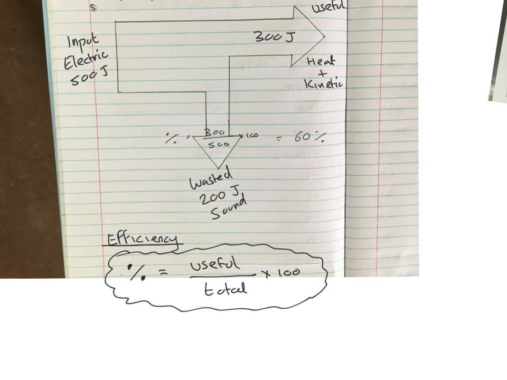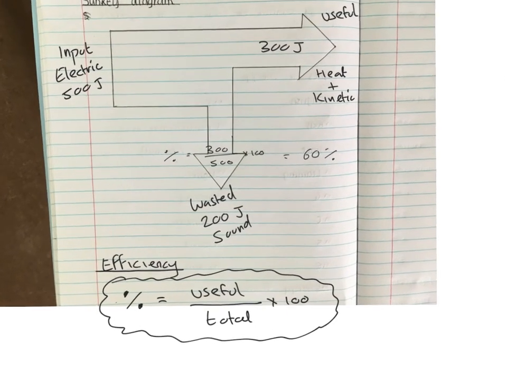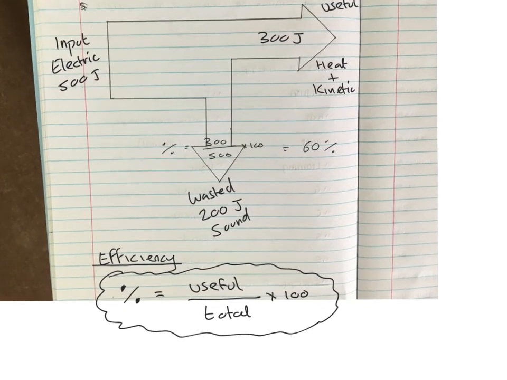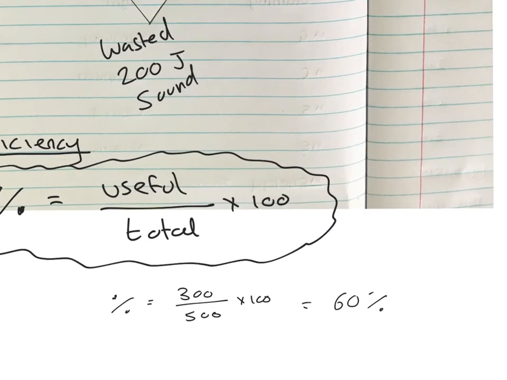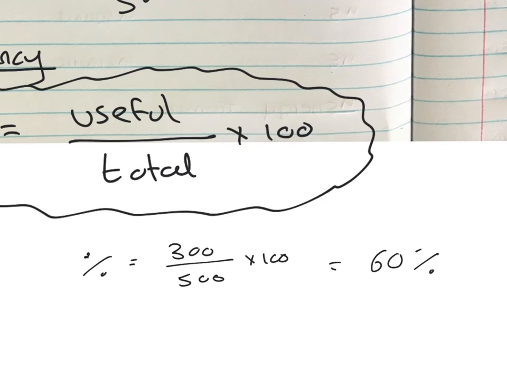And then I guess the last thing to do is to calculate. There it is. I just found it now. So at the bottom there, percentage equals 300, the useful energy, going this way, over the total going in, which is 500. So that's what we've got down the bottom there. I'll just zoom in on it. So 300 over 500 equals 60% once you times it by 100.